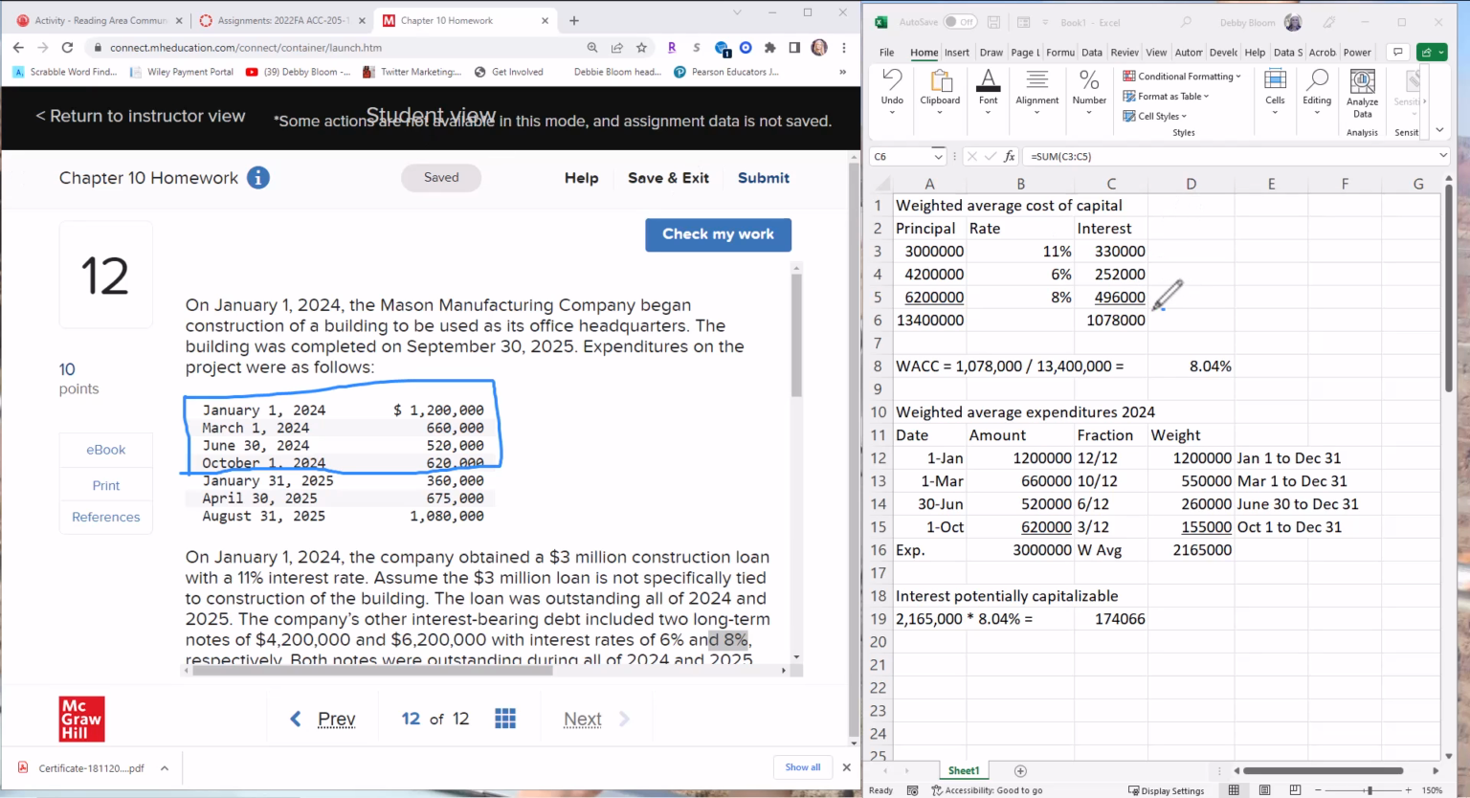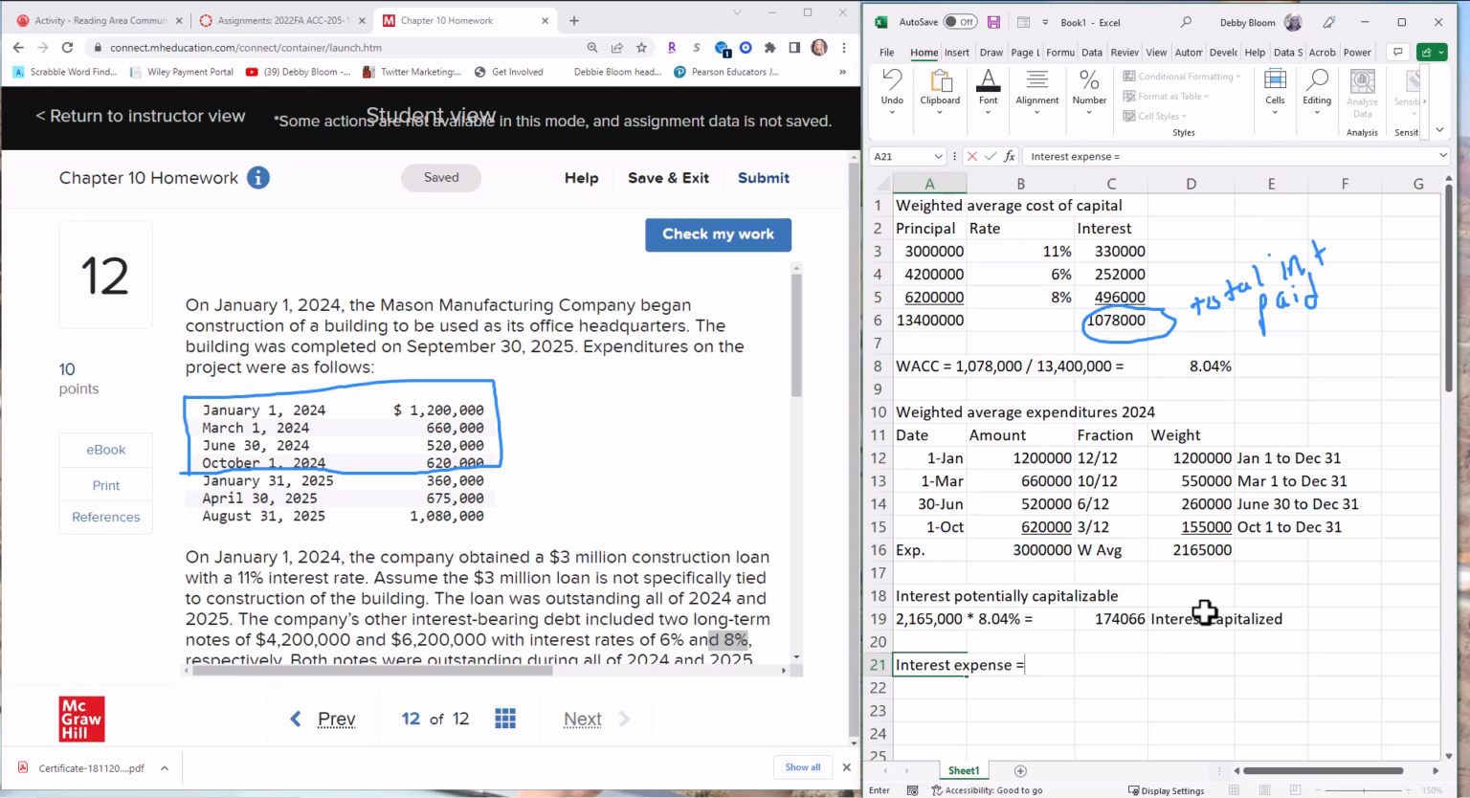paid per year, when we calculated the weighted average cost of capital, so because the capitalized interest is less than the total interest paid, we're able to capitalize it, and it goes from interest potentially capitalizable to interest capitalized. So we have our total interest paid up in the weighted average cost of capital. So for the first year, our interest expense is just going to be the total interest paid.